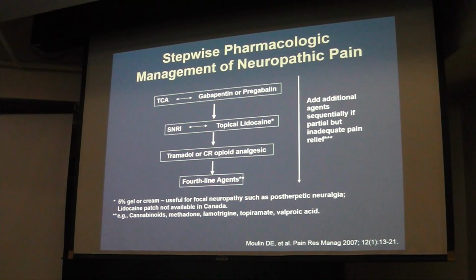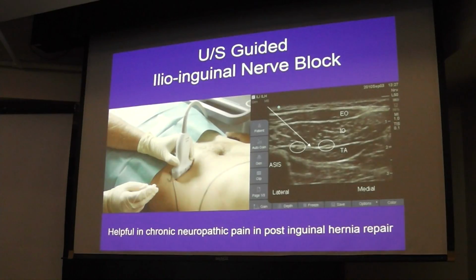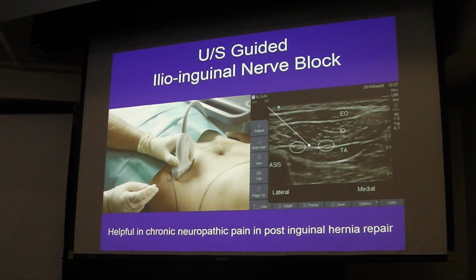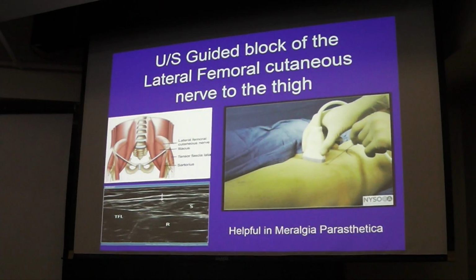The fourth line agents include the marijuana type derivatives, and it can be either inhaled or taken orally. There is a role for them, and there's been so much propaganda that anyone who uses marijuana for pain is using it recreationally and inappropriately. I can tell you I have lots of patients that find the marijuana derivatives more effective than anything else on this list. We do some different blocks to try to reduce pain, but I won't go into detail.